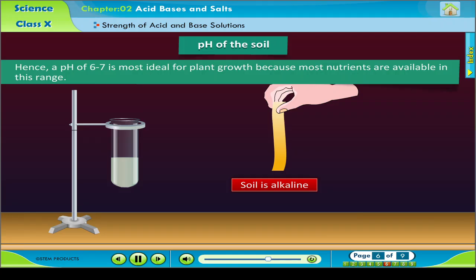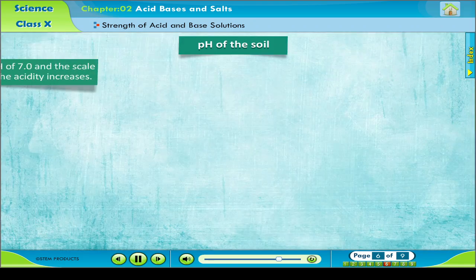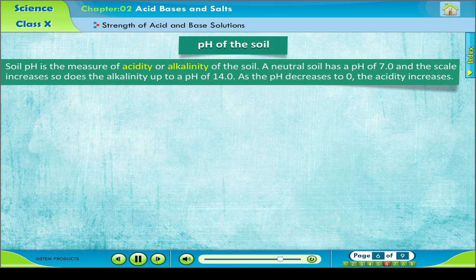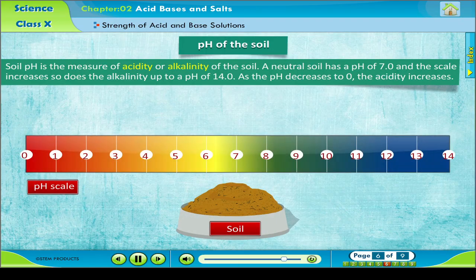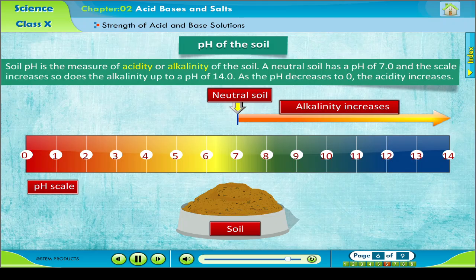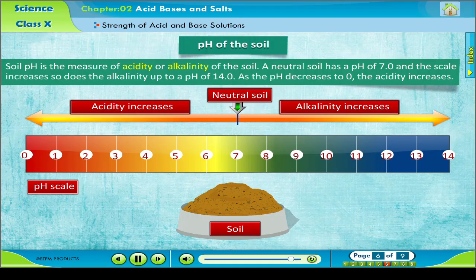Hence, a pH of 6 to 7 is most ideal for plant growth because most nutrients are available in this range. Soil pH is the measure of acidity or alkalinity of the soil. A neutral soil has a pH of 7.0, and as the scale increases, so does the alkalinity up to a pH of 14.0. As the pH decreases to 0, the acidity increases.